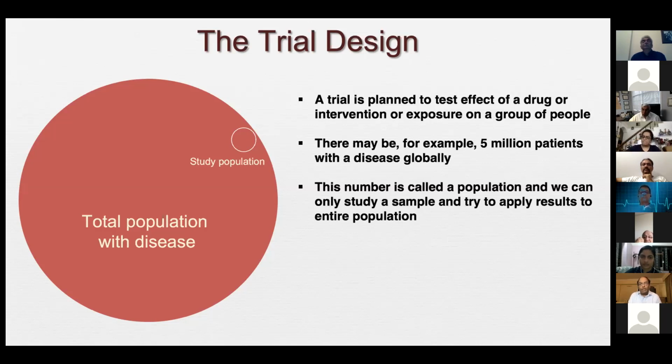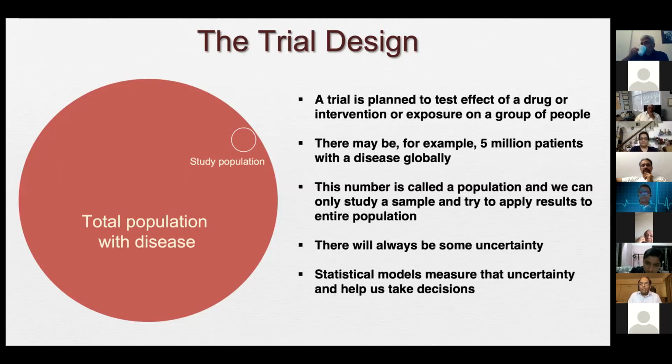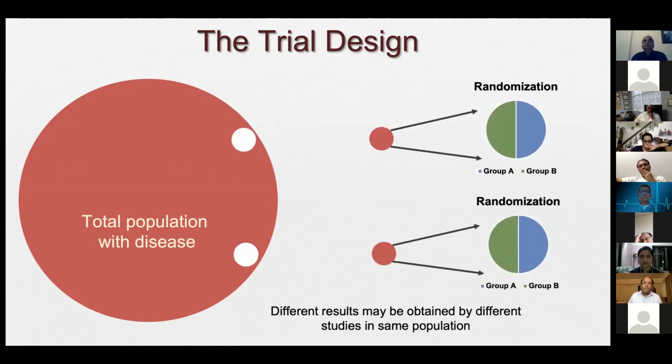Now, when you do that, you take a small sample, there will always be some uncertainty. That is the key to today's talk, because statistics is not a pure science in the sense that it cannot give a very precise mathematical calculation. It gives you probability. So all statistical models basically quantify the uncertainty for us. They use probability to quantify uncertainty and help us take decisions. So that is what statistics does. All the models are designed to quantify uncertainty.